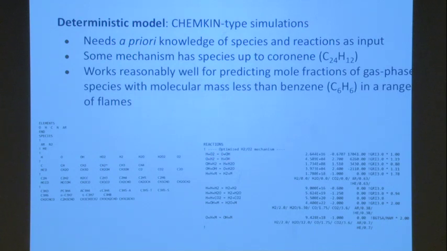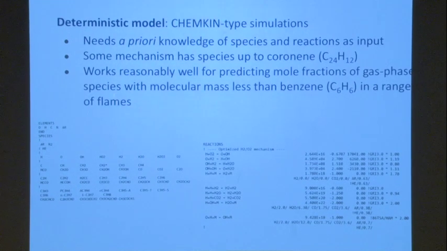How fast? The rate usually is expressed as Arrhenius, and so you have three parameters. You have the pre-exponential factor, you have the n for the temperature, and you have the activation energy. Okay, so that's it. But the point is that before you do anything, you need to know the species, you need to know the mechanism, pathway, and reaction rate.